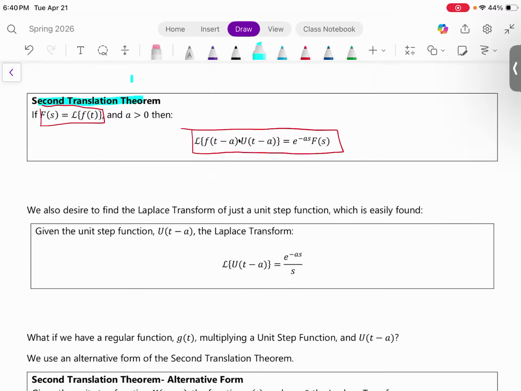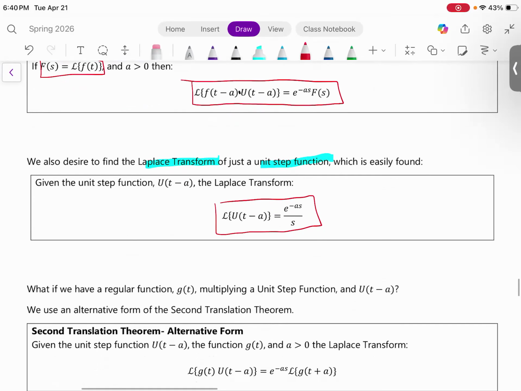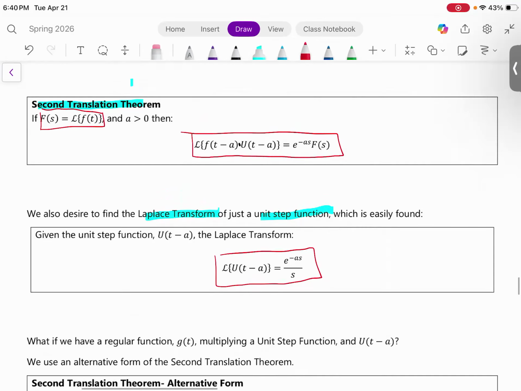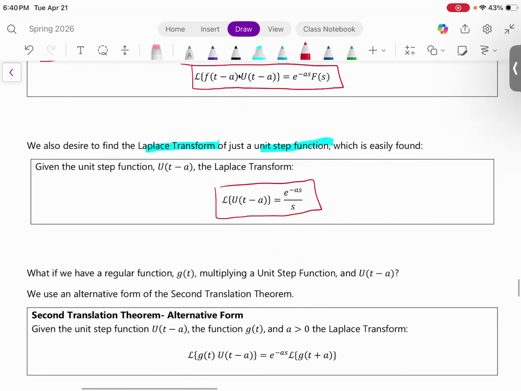So to have it handy, we also desire to find a Laplace transform of just a unit step function. So here it is right here, the Laplace of a unit step function, u of t minus a, is just e to the negative as over s. Okay, so second translation theorem, Laplace of a unit step function.